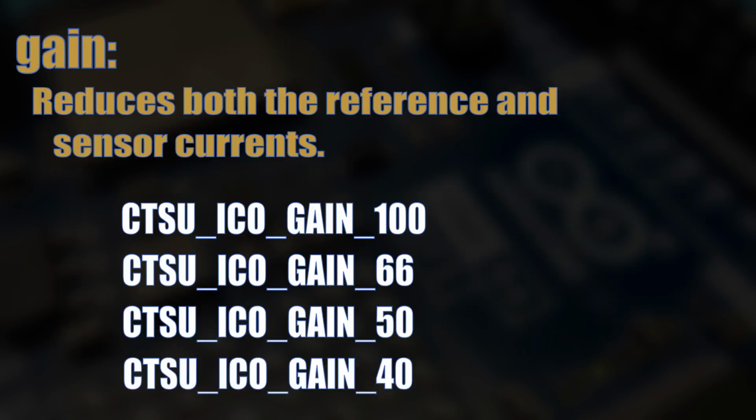The gain parameter is useful if the current is too large from the sensor. The current gain can be set to 100, 66, 50, or 40% using these settings. So far I haven't needed to set it to anything but 100%. I assume this comes into play for very large sensors. It will affect the counts on both the sensor and the reference clock.